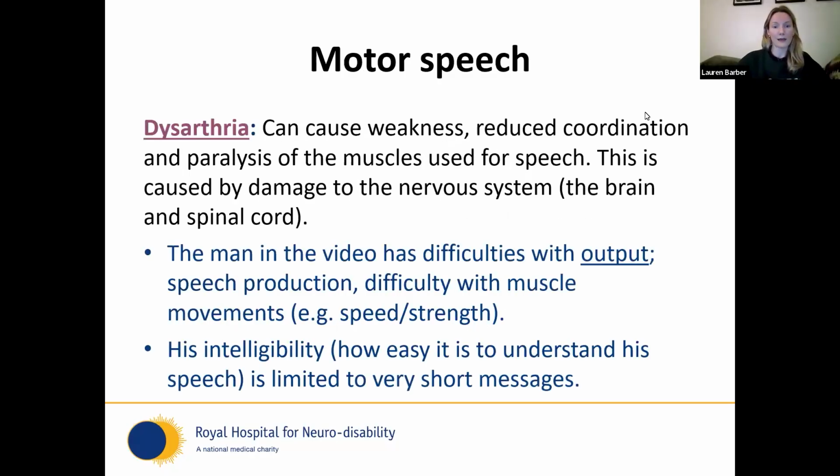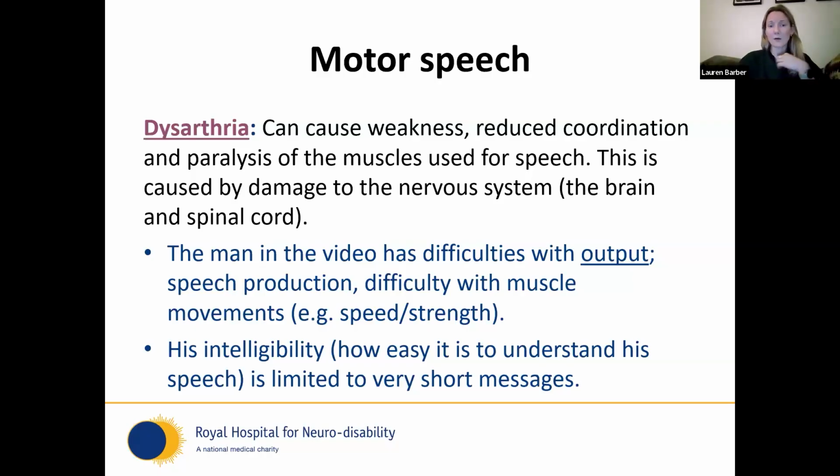Okay, so I've got some videos for these ones. So the next condition that we'll talk about is a motor speech disorder. So motor speech is different from language because the language is actually the content of what you're saying, and motor speech is how you actually say it. So it's more to do with the coordination and the strength of your muscles.